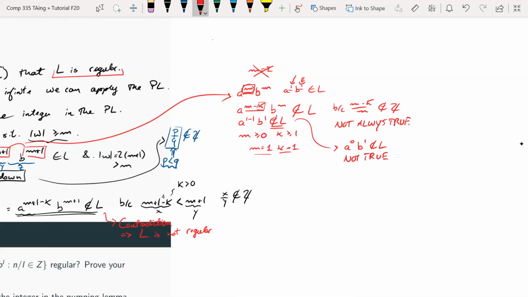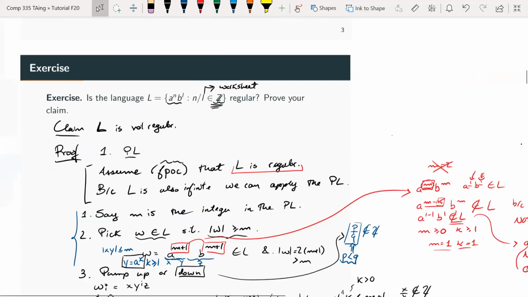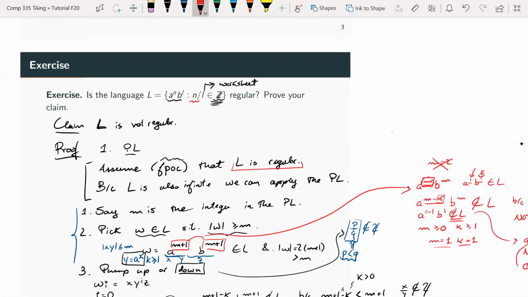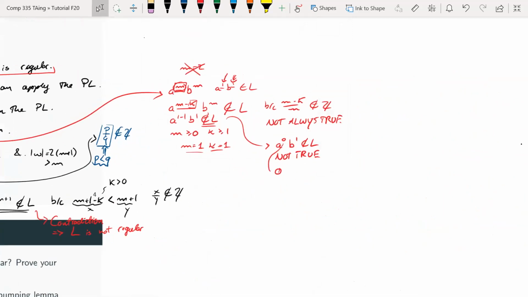And the reason for that is because I'm going to be taking 0. Remember the definition of L? The definition of L is that the exponent for a over the exponent for b should be in Z. And if I want to always have a contradiction, then that should never be true. I should never have that my exponent here, when it's divided by this exponent here.